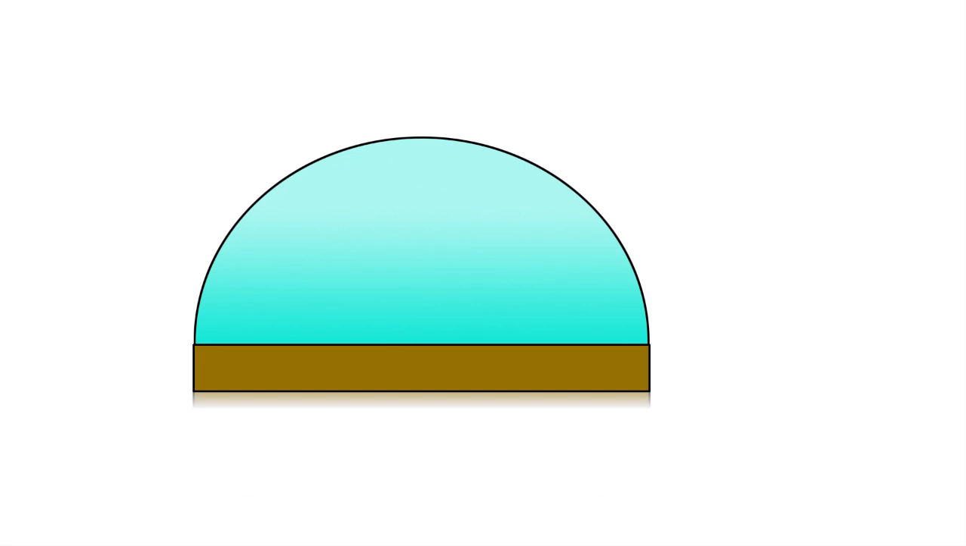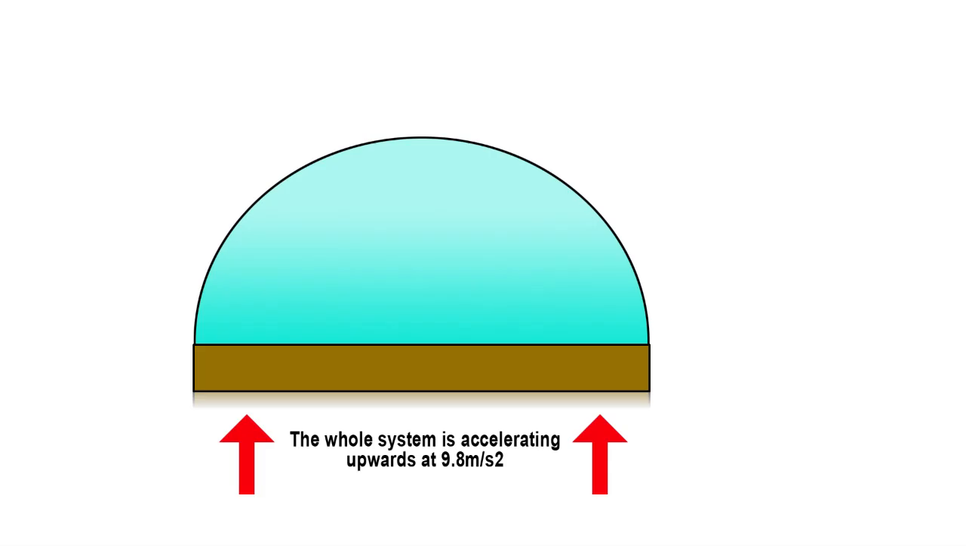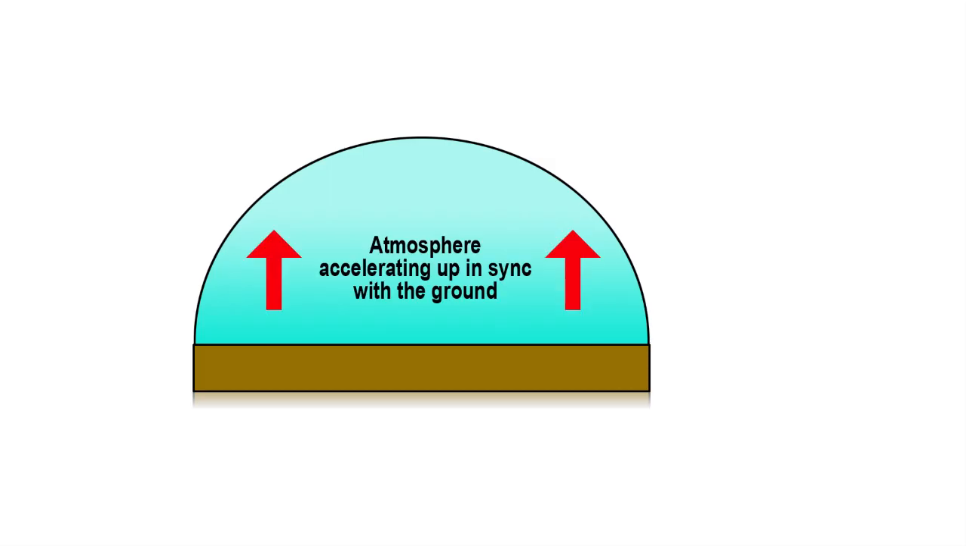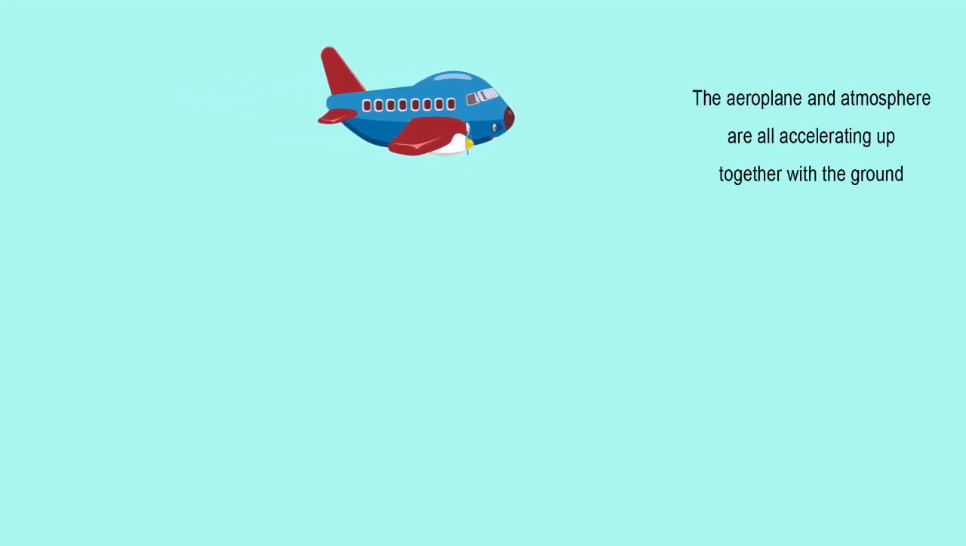So as you see here, the entire Earth system would be accelerating upwards. The atmosphere inside the system would be compressed against the ground, creating the pressure gradient. And then the atmosphere being pushed by the Earth will also be accelerating upwards in sync with the ground. The aeroplane uses the shape of its wings to create lift so that it can be supported by the air. Now the plane is also accelerating upwards with the reference frame.